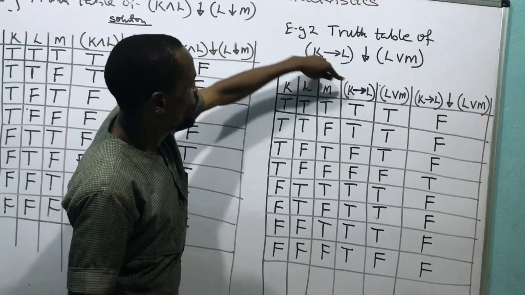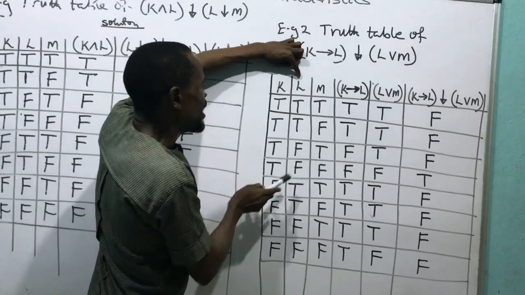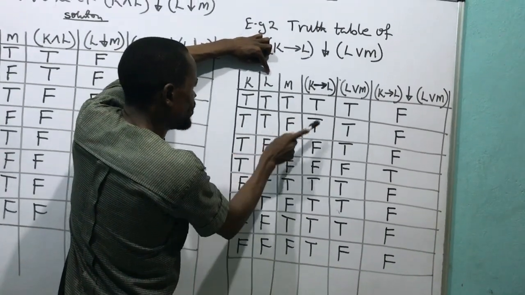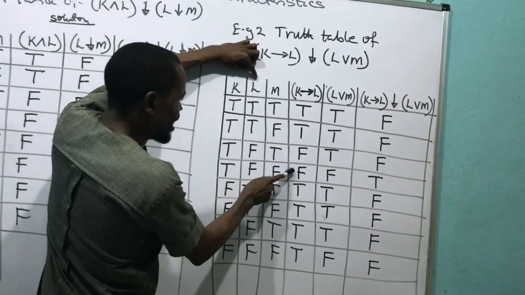We're going to look at it. The one arrow pointing at L, and who am I comparing it with? K. Now look at it. Here is true, my answer will be true. Here is true, my answer will be true. Here it's false, my answer will be false. Here it's false, my answer will be false.